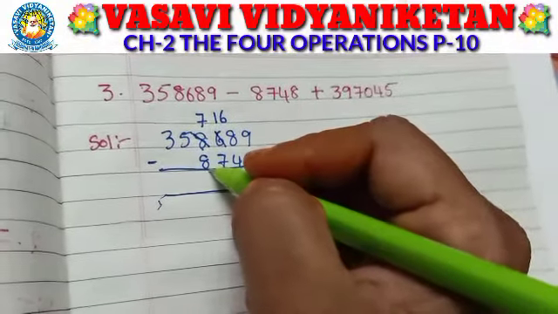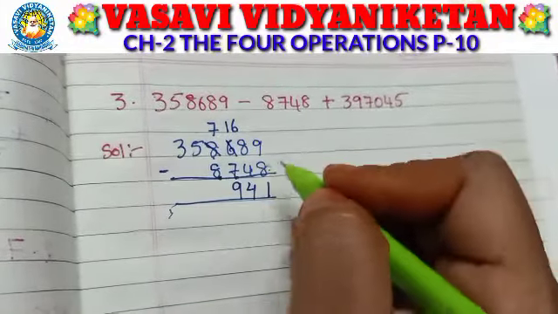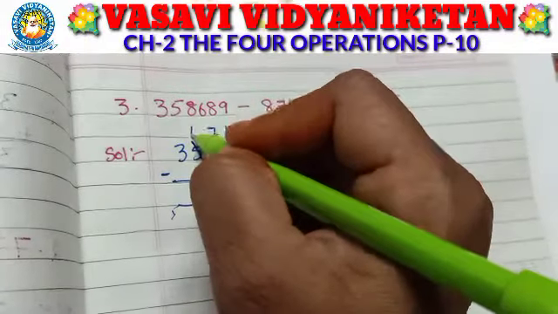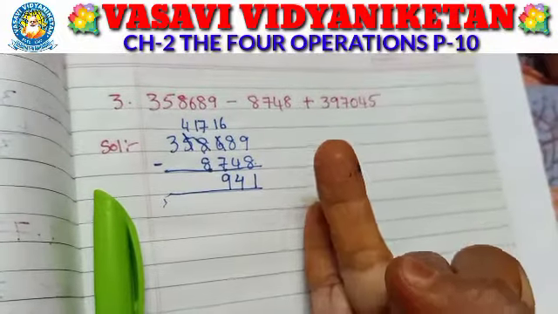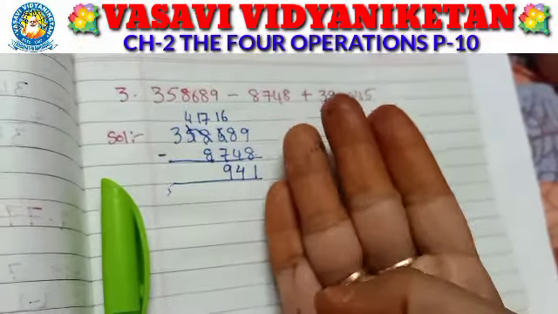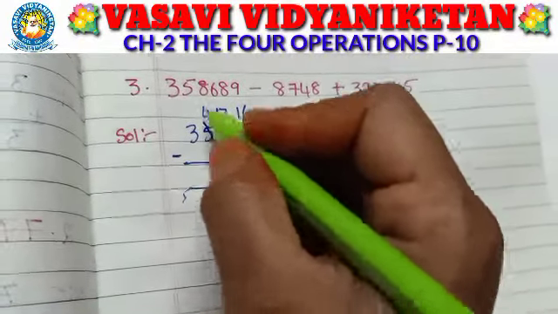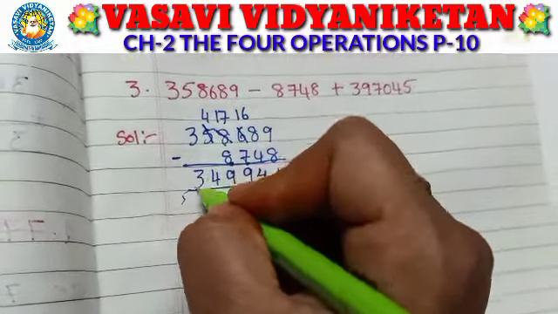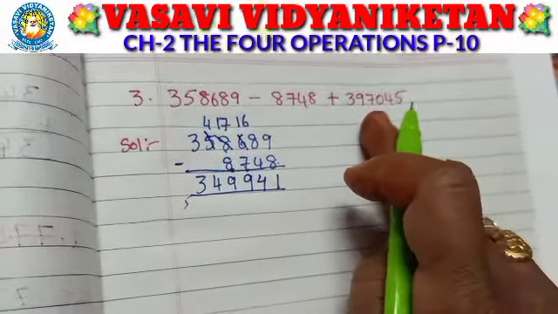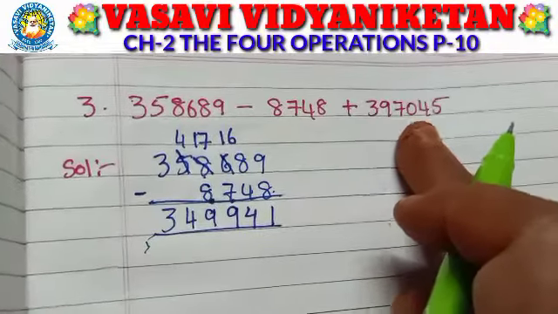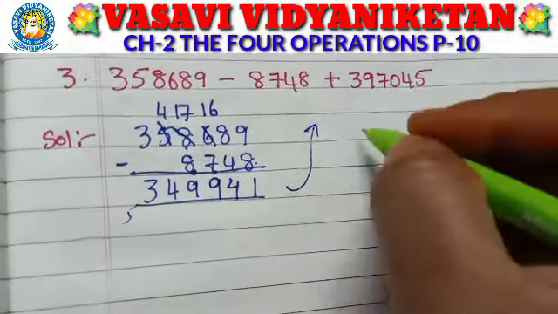But 7 minus 8 is not possible to subtract. So what we have to do here? 4, here 1. So 17 minus 8. 8 after 9, 10, 11, 12, 13, 14, 15, 16, 17. Again 9 only. Here 4, here 3. So 349,941. For this sum, you have to add 397,045. Okay? See. So what is the answer?